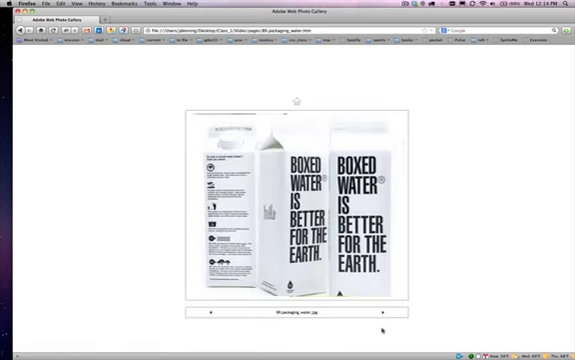Boxed water is better for the earth. This is really a typographic design. Sometimes, well, there are some graphics here. You can see these symbols on the back, but sometimes a typographic design is very appropriate and can be extremely powerful. And I think the contrast between the white and the black here, you do have these little graphics. The text is laid out very precisely on the back here.